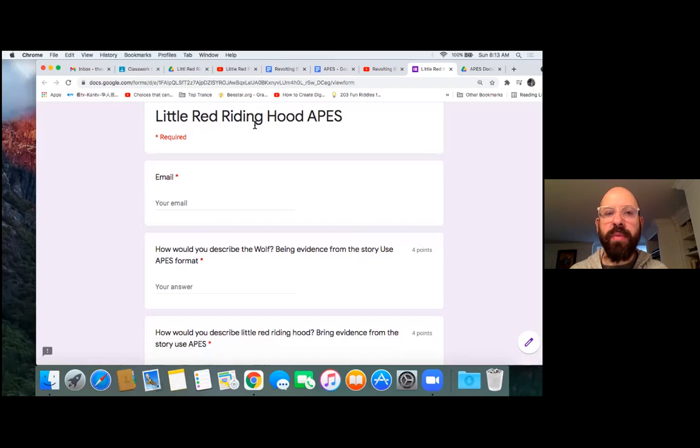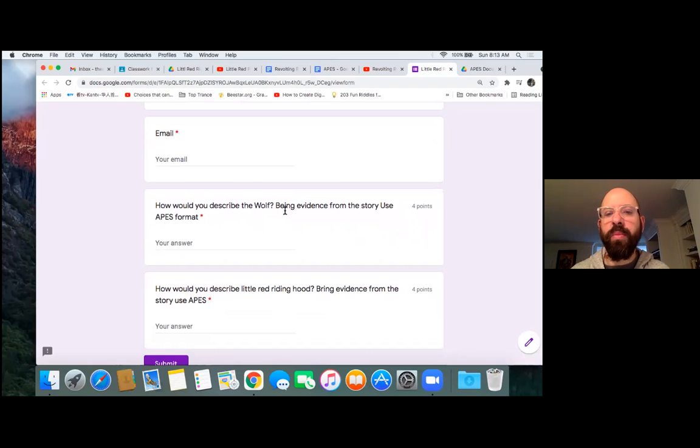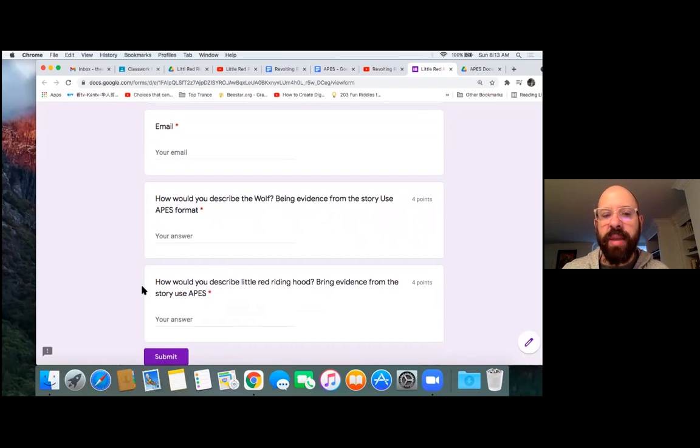It says Little Red Riding Hood, and then there's this word, APES. This is really the beginning of our course. These are instructions about how to write. So I'm asking you two questions. How would you describe the wolf? Bring some evidence from the story. Use APES. How would you describe Little Red Riding Hood? Bring evidence from the story. Use APES. What are we talking about with this APES?